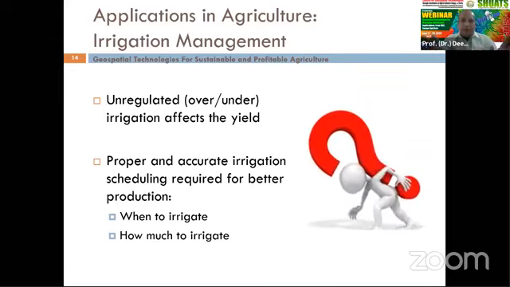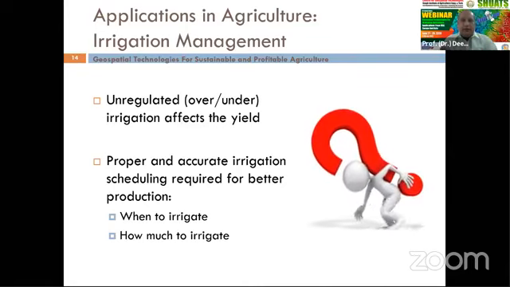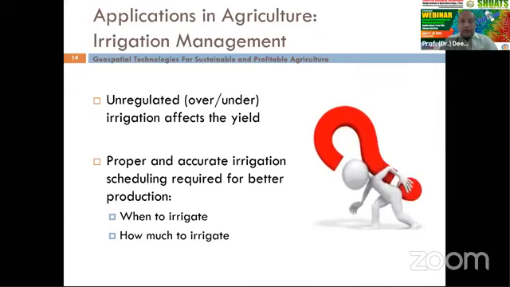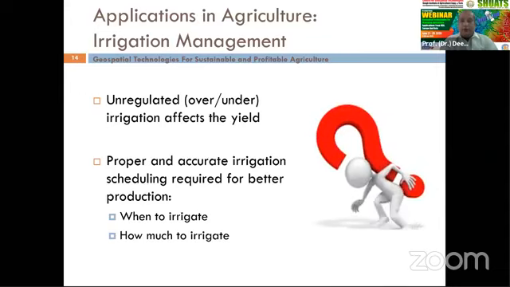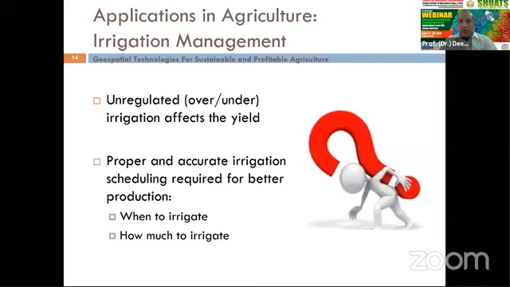The first fundamental, straightforward fact is that unregulated irrigation affects the yield. Unregulated means over or under, both. Then proper and accurate irrigation scheduling is required for better production. Irrigation scheduling has three components: when, how much to irrigate, and how to irrigate. How to irrigate is more of a designing part, and I'll leave it for today's presentation. I will focus on when to irrigate and how much to irrigate, these two.